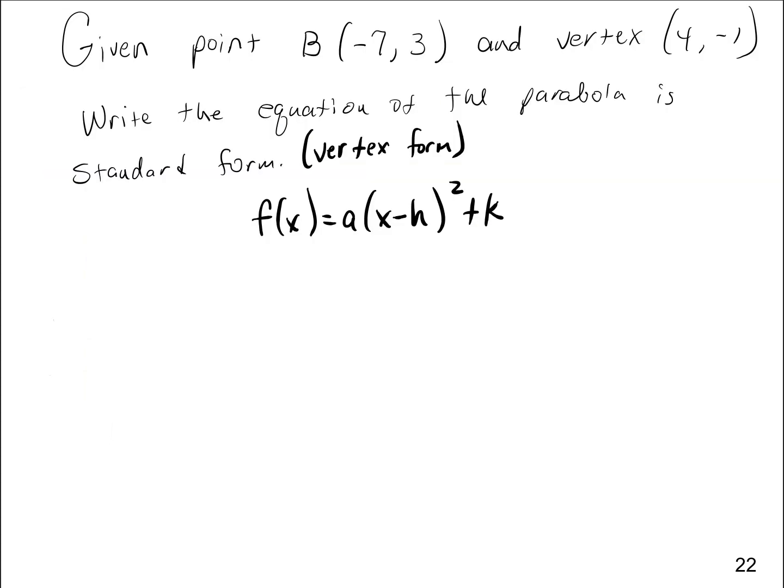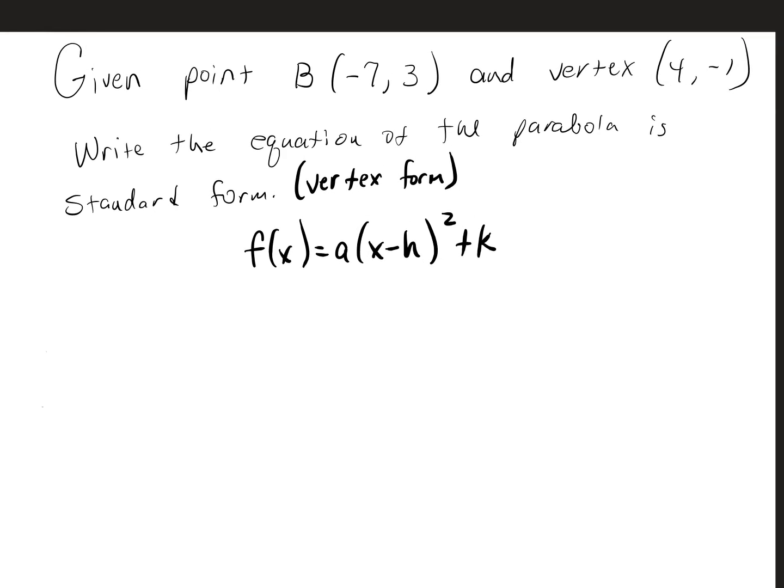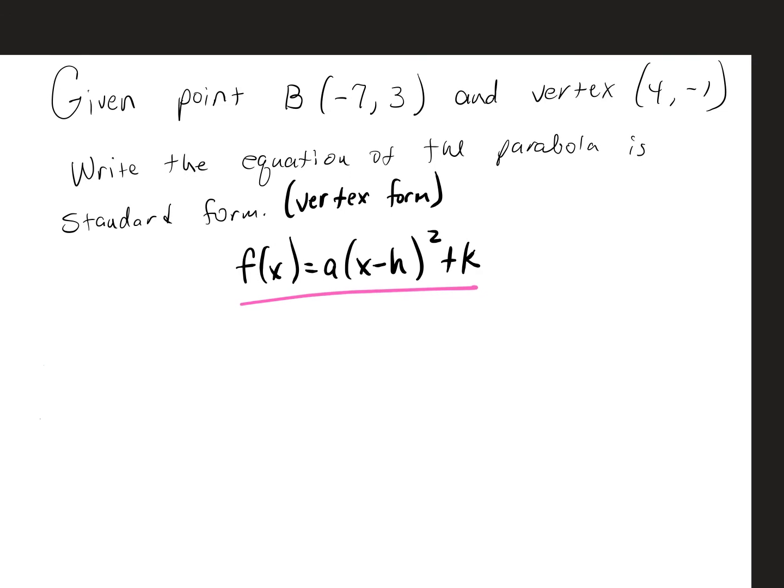So given point B is -7, 3 and vertex is 4, -1, write the equation of the parabola in standard form. So vertex, we're asking for this one. So do I have h and k? Yep, h is 4 and k is -1. So I could plug those in. I'll say y equals a times x minus 4 squared minus 1. So I just plugged in my h and k.